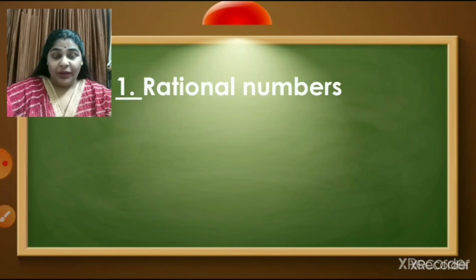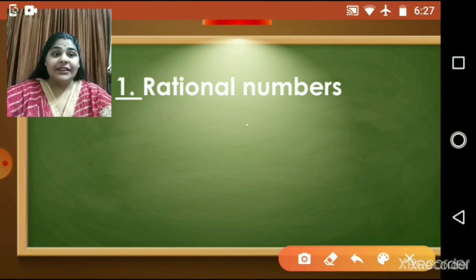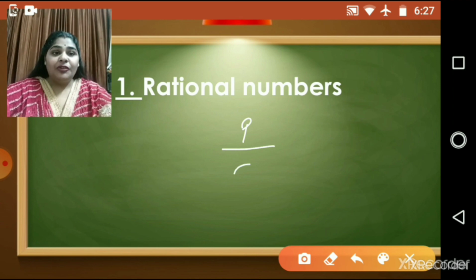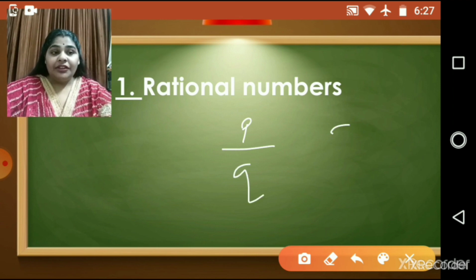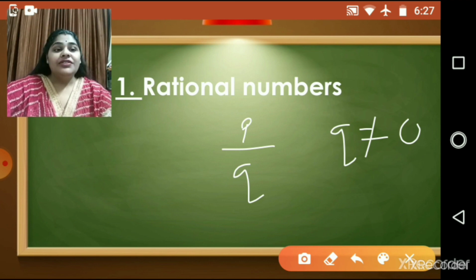In chapter number 1, you should understand what rational numbers are, children. Rational numbers are in the form of p upon q. Yes, last year you have already studied this. It is in the form of p upon q, where q should not be equal to 0. This is very important, children. So in rational numbers, in the denominator there should be no 0. Okay, so keep these basic things in mind.